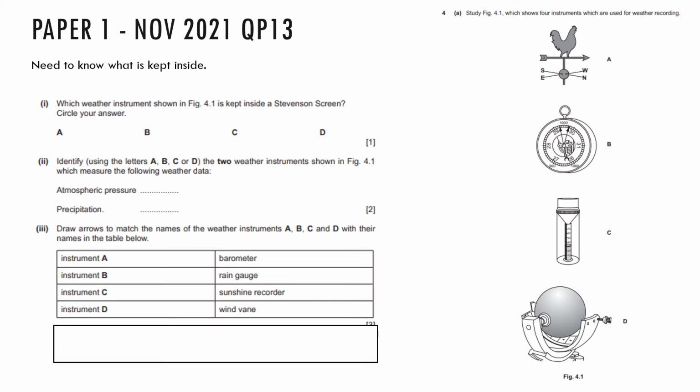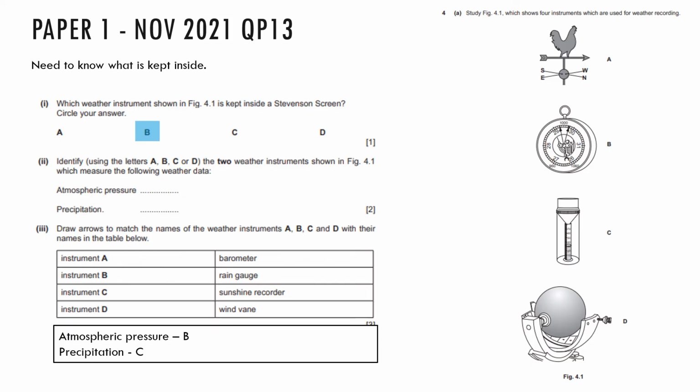So, typical questions that can be linked to a Stevenson screen. Again, you might get given a range of weather instruments, and you have to tell me which could be kept inside a Stevenson screen. Well, A, C, and D must be kept outside, so it has to be B. And then again, just to recap, identify 2 weather instruments shown in figure 4.1 which measure the following weather data: atmospheric pressure, it's a barometer, and precipitation, a rain gauge.